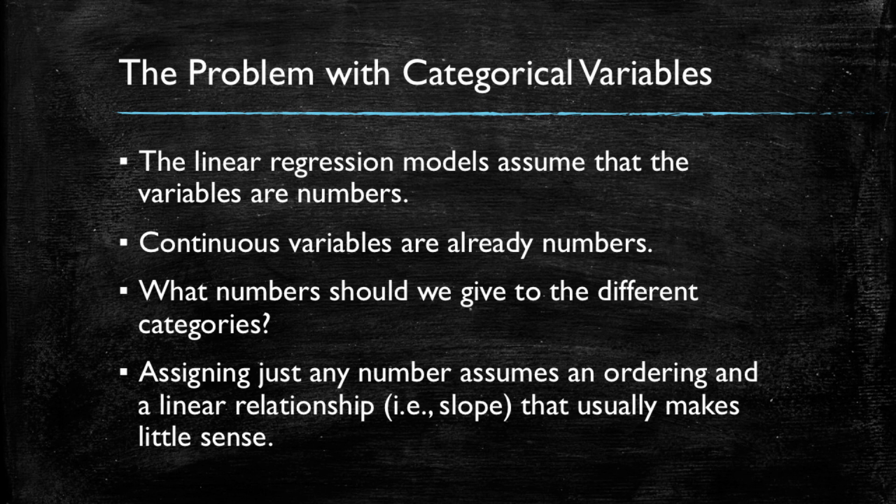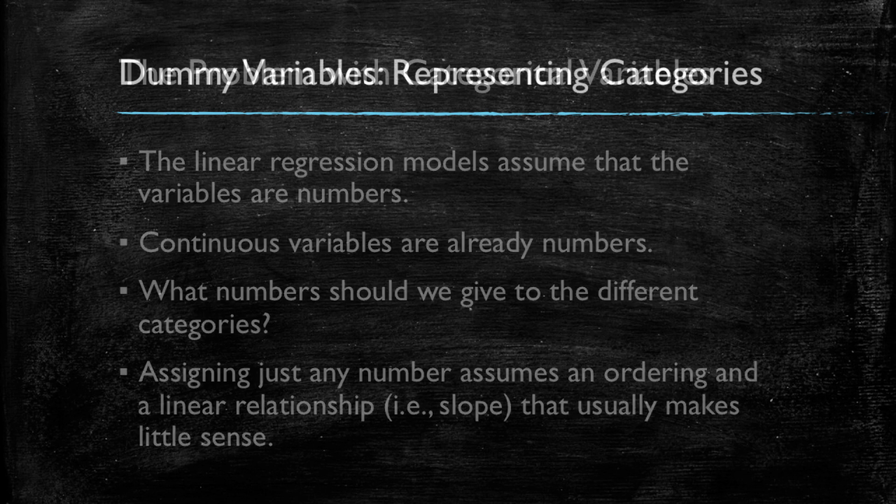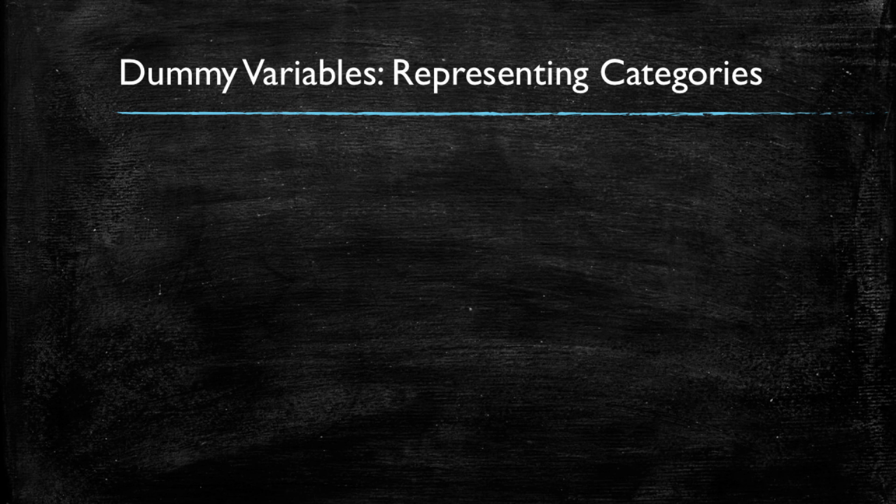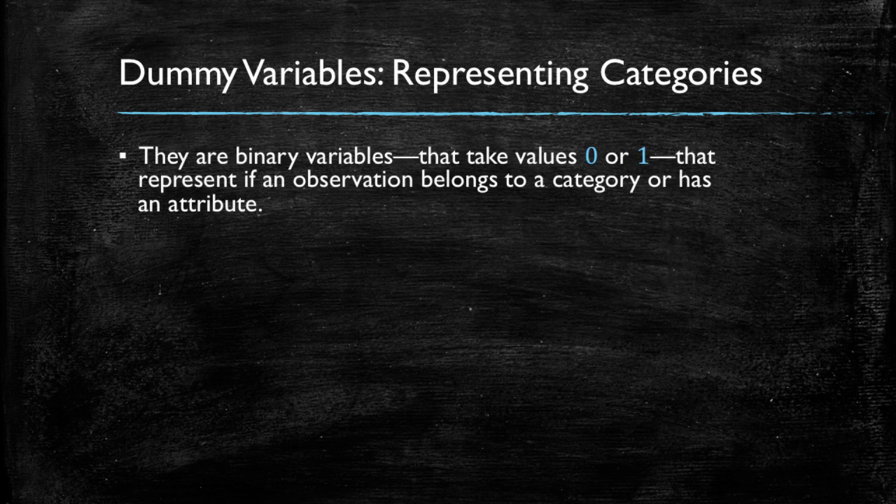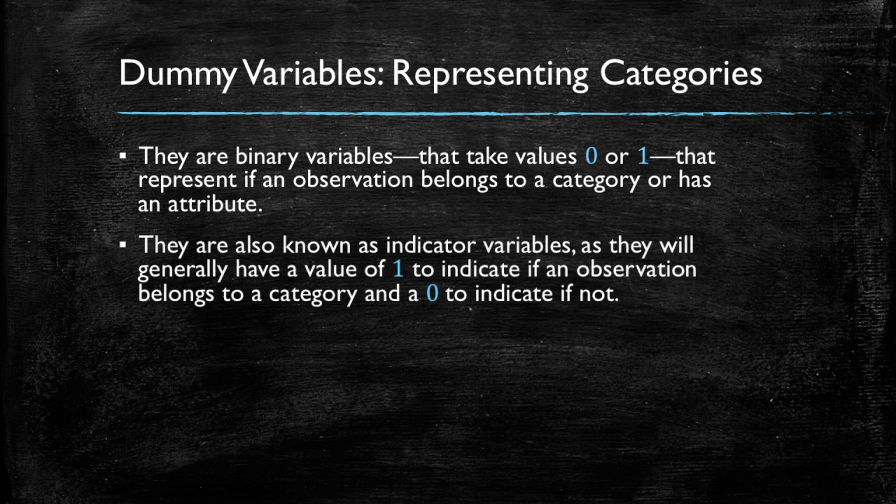So how do we solve the representation of categorical variables in linear regression models? We do this by using dummy variables. A dummy variable is a binary variable, which means it takes a value of 0 or 1 and no other values, that will represent if an observation belongs to a certain category or has a particular attribute. They're also called indicator variables because they will indicate if a particular observation, in this case a professor for example, has a particular attribute or not.